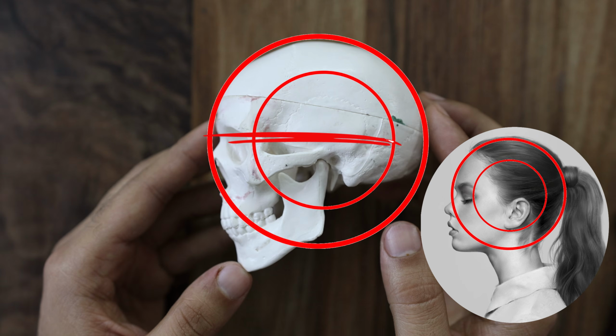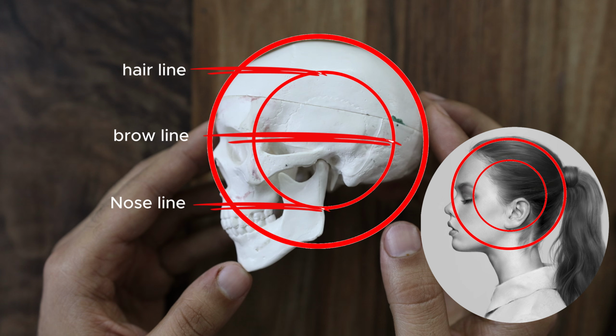If we place a horizontal line at the center of the circle, it will intersect with the brow line. When placing another horizontal line at the top of the smaller circle, it will intersect with the hairline, and if we place a line below the smaller circle, it will intersect with the nose line.